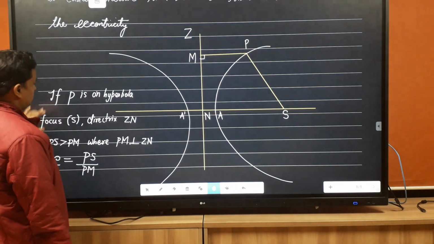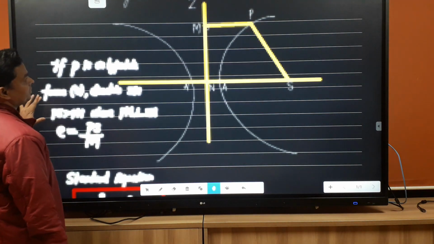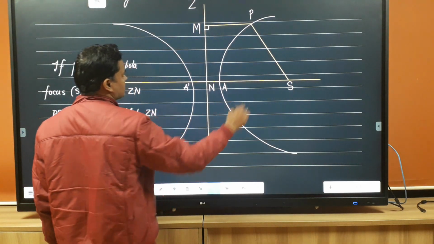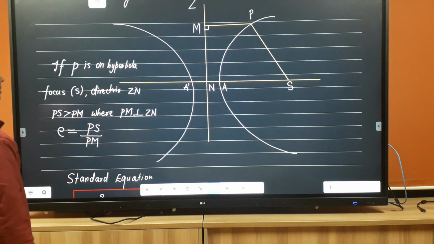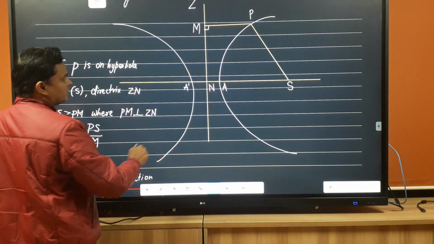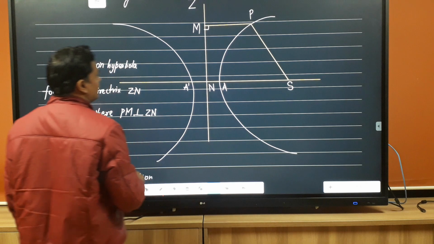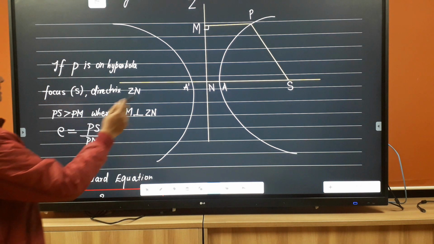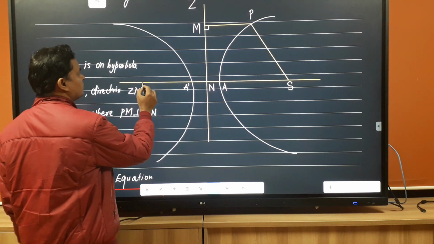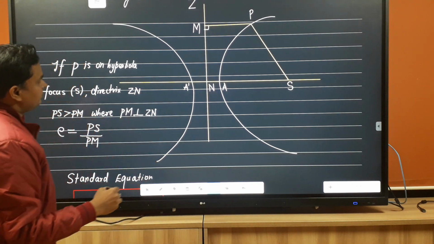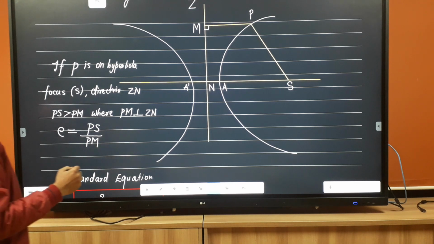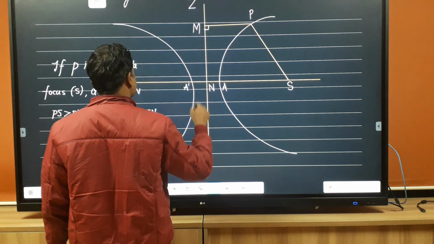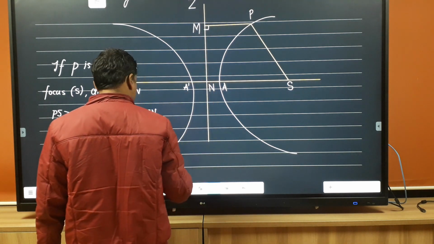Now coming to the diagram, let us say these are the coordinate axes, the yellow one, and this is the hyperbola. This figure, this white one, is the hyperbola, and let us say that point P lies on the hyperbola. The focus is S. Obviously there will be a corresponding focus on the left side also, and the directrix is ZN. Sorry, this is not the y axis. Actually this is a directrix.